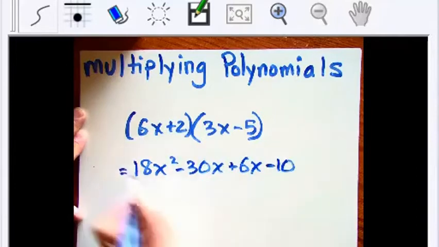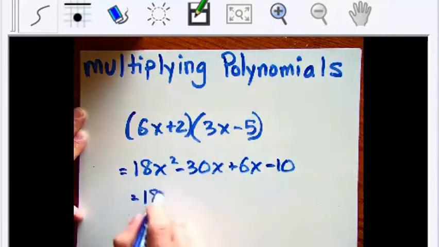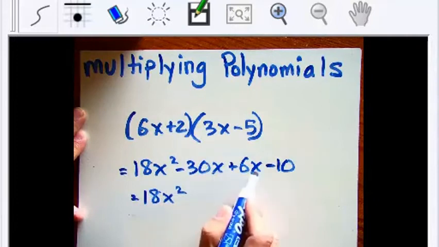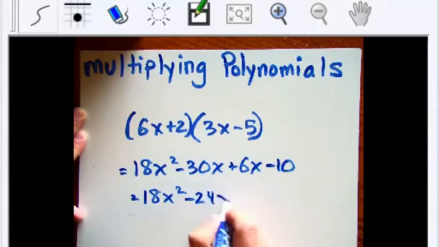Okay, and then once you get to there, don't forget to combine anything that you can. So these guys are the same. So negative 30x plus 6x. So it gives me 24 of those guys. And that's it.